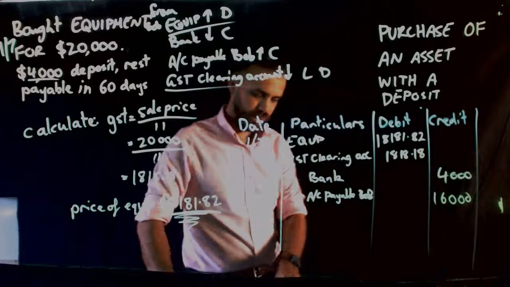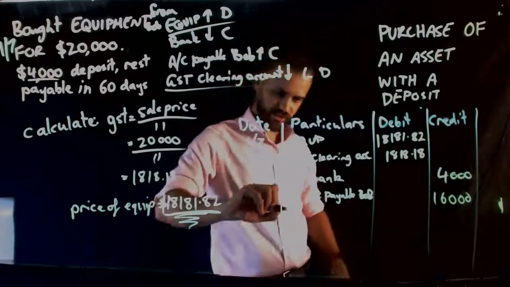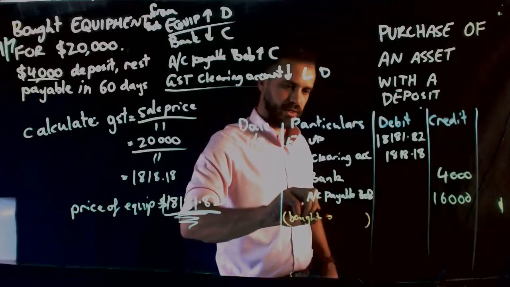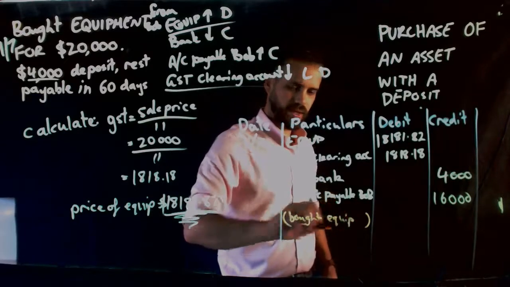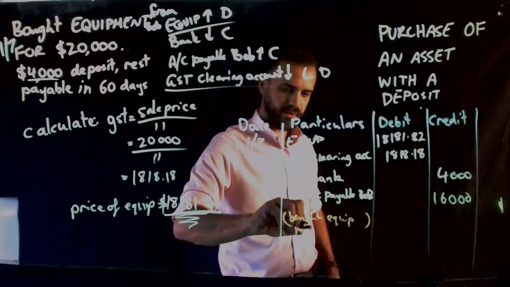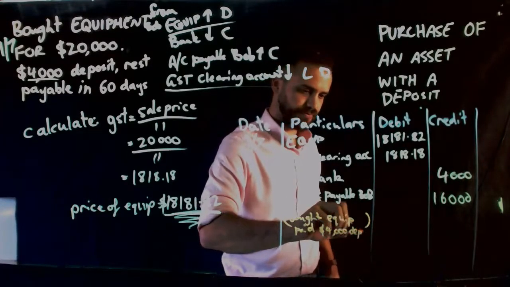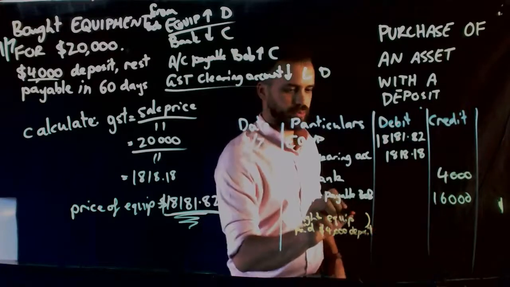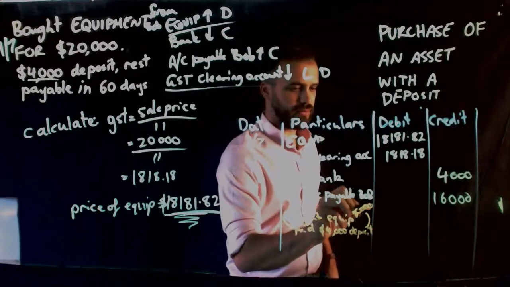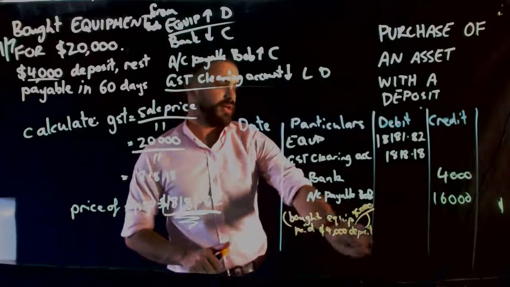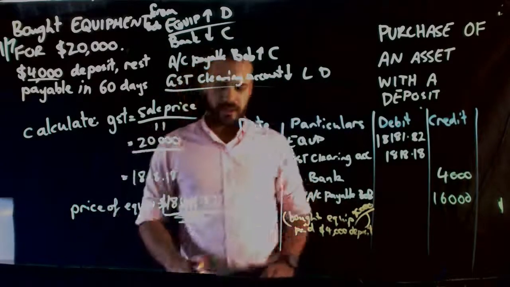Don't forget, a lot of us need to remember our journal narration. Bought equipment, paid $4,000 deposit. I should probably put the value of the equipment in. Bought equipment $20,000, paid $4,000 deposit, if you can't read that. Okay.